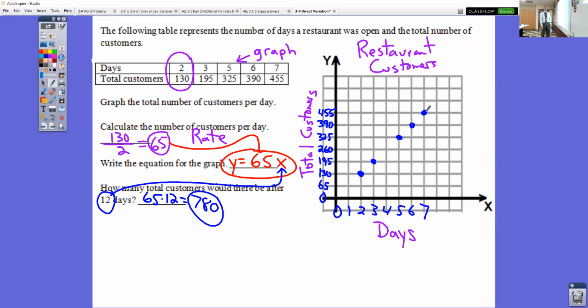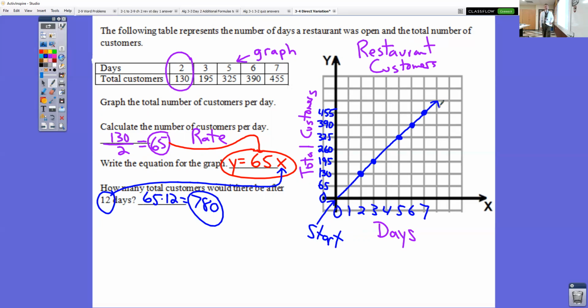Now you should see that those dots do form a straight line. You're always going to start at 0, 0. All right, you're always going to start at 0, 0 because in 0 days they would have 0 customers. So we just need to eyeball it and connect the dots to form a straight line. Always make sure that you do put your arrow on the end.